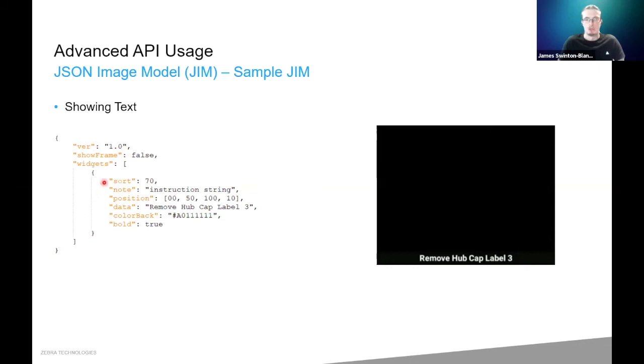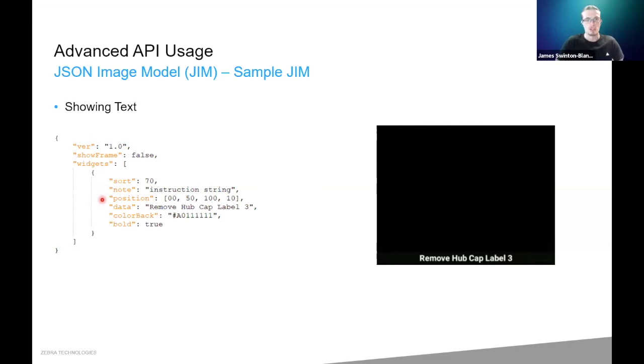So I've put in a sort value of 70 there. This is only important if there is more than one widget. So it doesn't matter where it's placed on the Z-axis, given that it's the only widget to be displayed. I've included a note property here, so this will be ignored and not parsed by the SDK, but it can be quite useful if you're creating an array with lots of different object widgets inside to be able to track which widget is which.